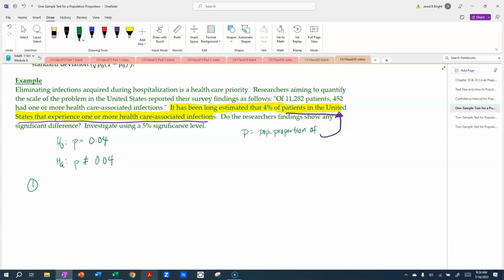Well, let's see. Do we have an SRS? That is actually problematic here. Do we know that it's an SRS? We don't really know that, but we have a large enough sample size, so n is much greater than 30. So I'm going to say that's okay. And since it's large enough, SRS is going to be okay here too.